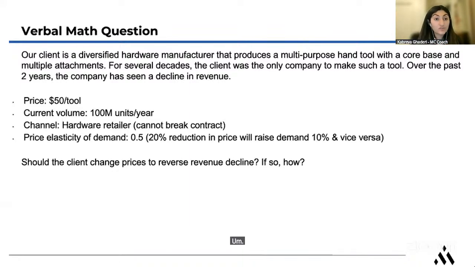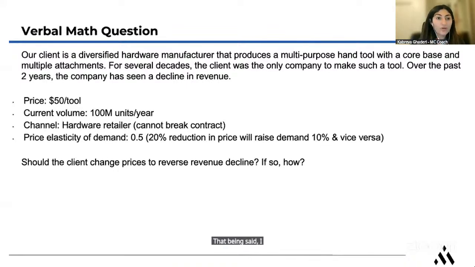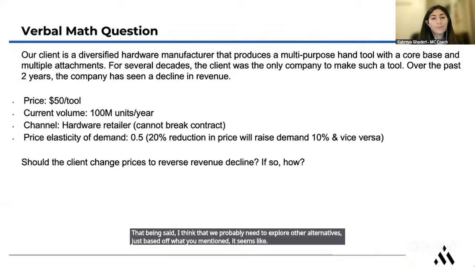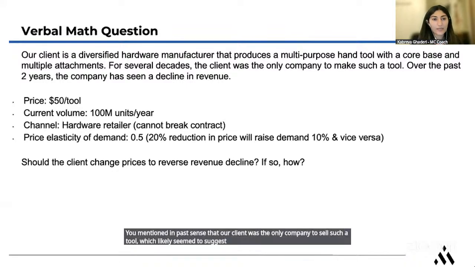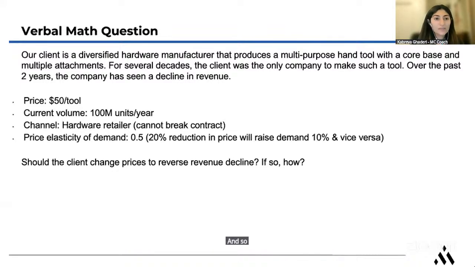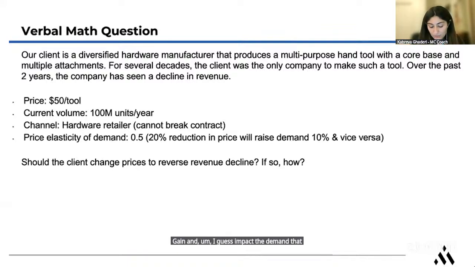So it actually does seem like we should increase the price, at least as a short term, if we were truly seeing this decline in revenue and want to think about immediate next steps. That being said, I think we probably need to explore other alternatives. Based off what you mentioned in past tense, that our client was the only company to sell such a tool, that likely suggests there might be other players. In some ways that does leave us vulnerable because we don't necessarily have the power to dictate the price if a competitor could undercut us and potentially remove that gain or impact the demand that we would get.